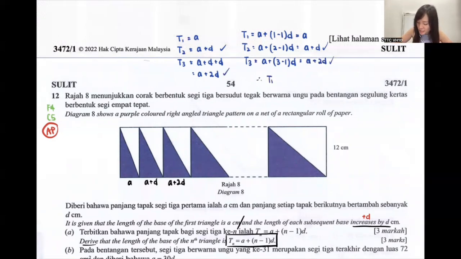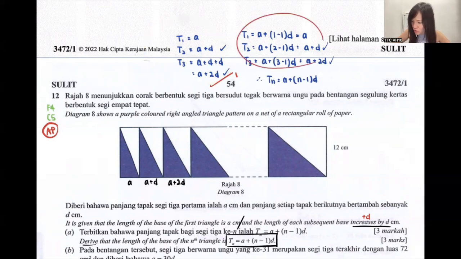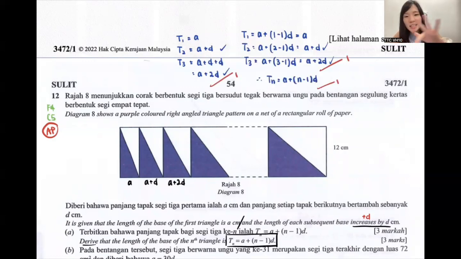Thus, Tn will be A plus n minus 1D. Sounds like it's just checking, right? But this is exactly how they derive it. And I'm serious, okay, my dear? So you do all this correctly, 1 mark. You're able to write this out at the end is worth 1 mark. This is how you guys derive it. Yeah, that is exactly how you guys derive it. Okay? So this is the A.